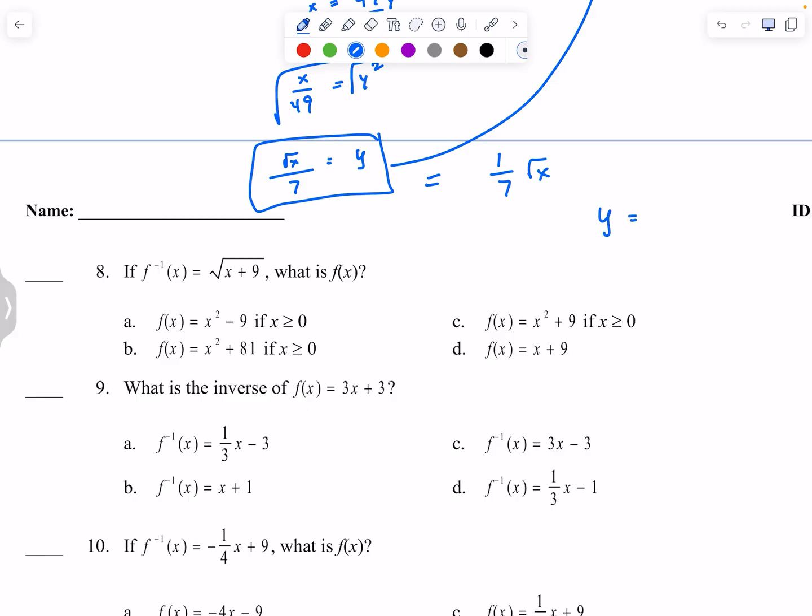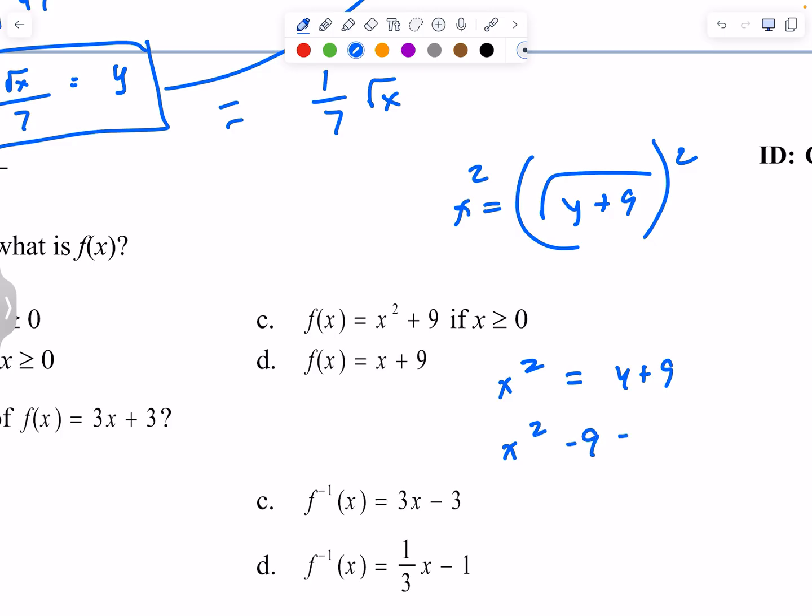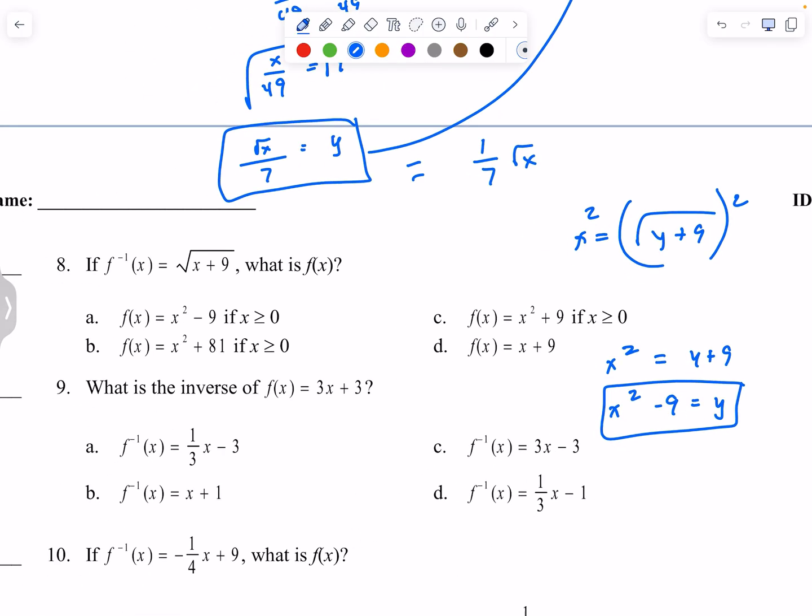All right, y equals, well, let's flip that. X equals square root of y plus 9. Now the square root is around the whole thing, so you have to square that first. So x squared equals y plus 9. Now x squared minus 9 equals y. So you subtract after it's squared.